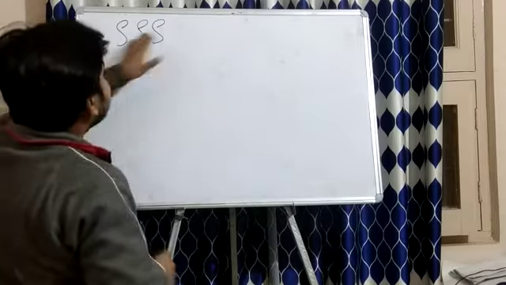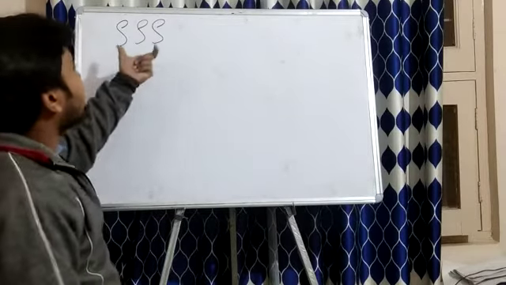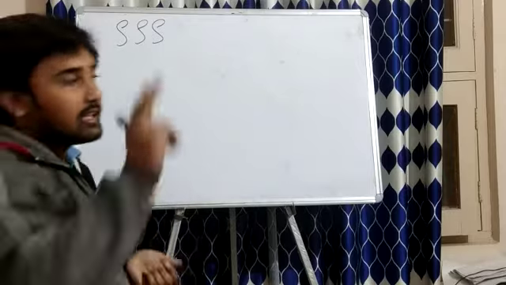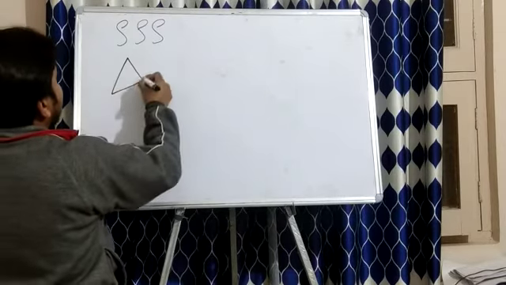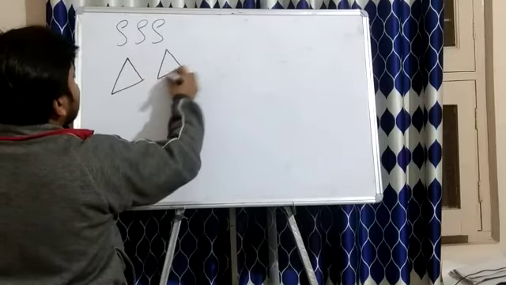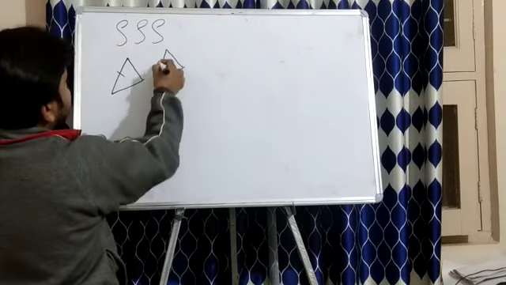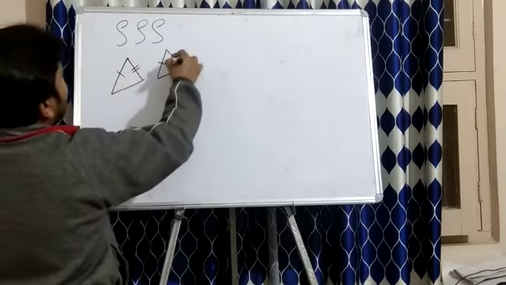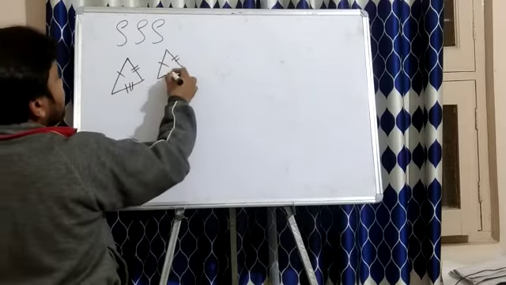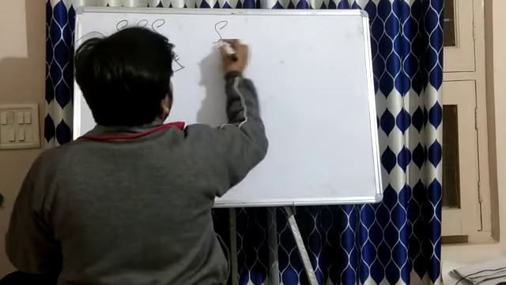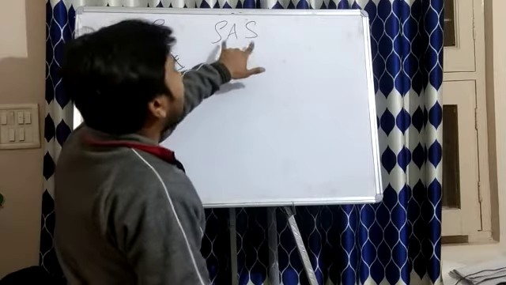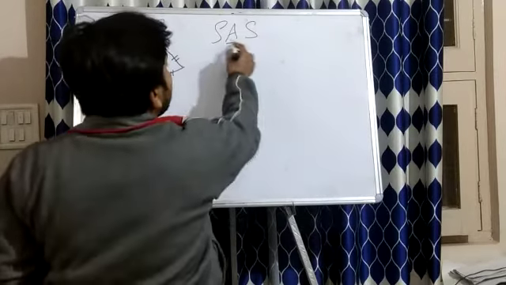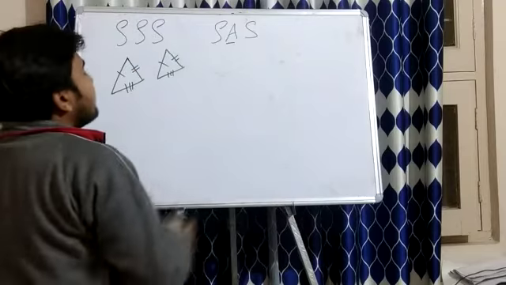SSS postulate, side postulate, which states that if three pairs of corresponding sides are equal, then the two triangles are congruent. So let me make the triangle whose three pairs of corresponding sides are equal. Now this side is congruent to this side, and similarly this side is congruent to this side. We also saw the postulate SAS, which states that if two pairs of corresponding sides and an angle in between them are equal, then the two triangles are congruent.